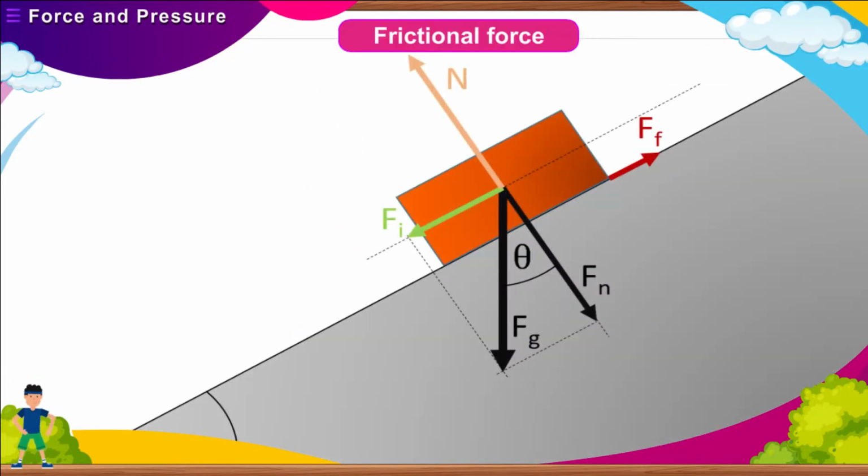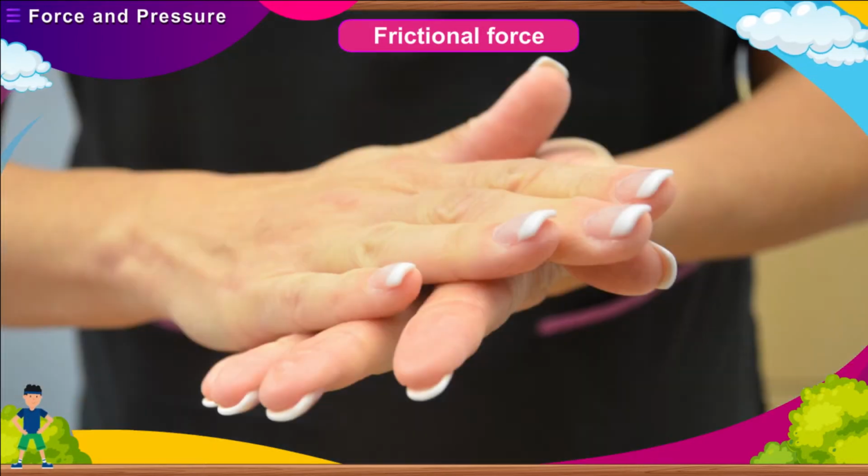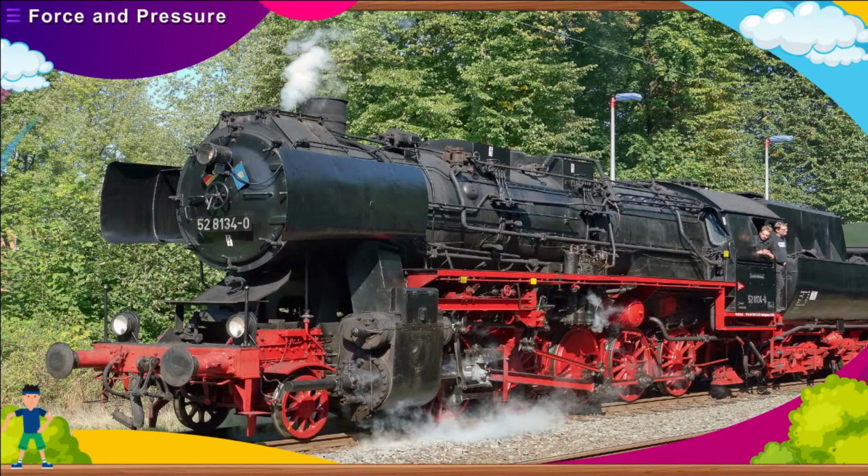Frictional force. Force of friction acts on the moving objects. When an object slides or rolls on a surface, a force termed as frictional force comes into play between the surfaces in contact. It tries to stop the object from moving. Friction is also generated by rubbing hands.